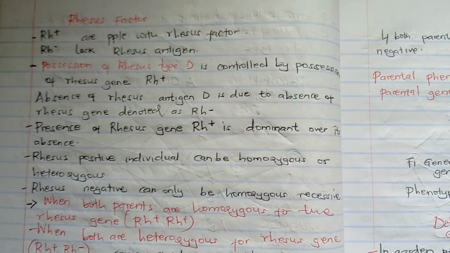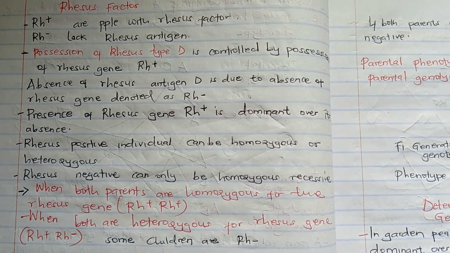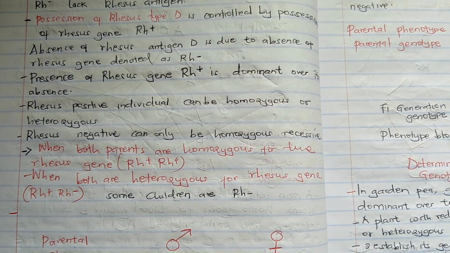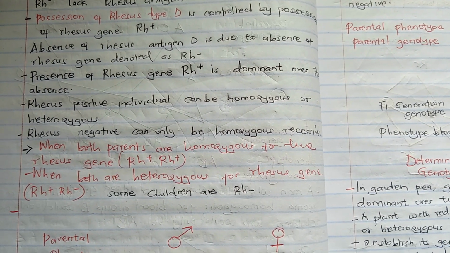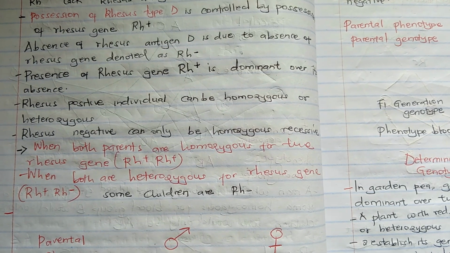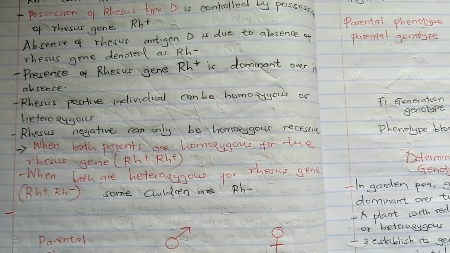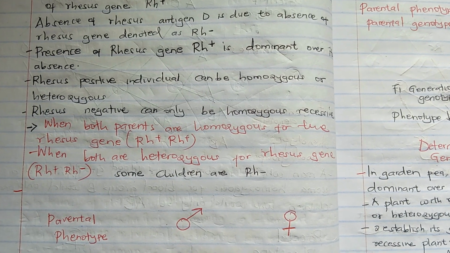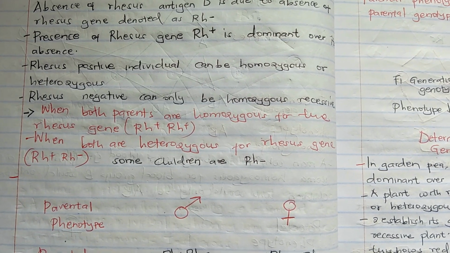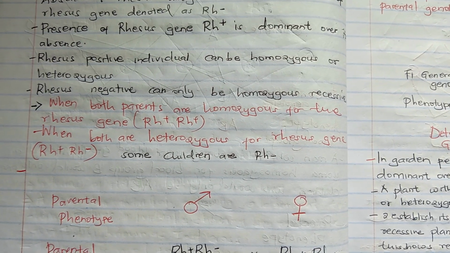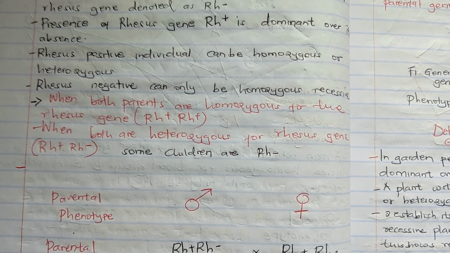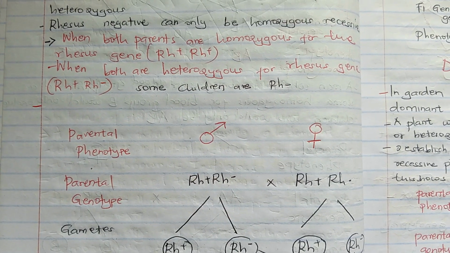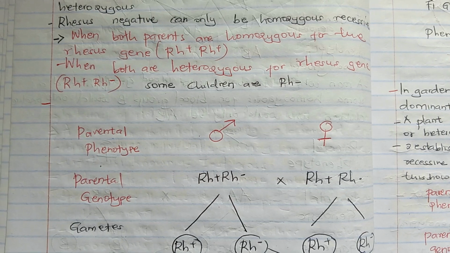Rhesus factor. People who are rhesus positive have rhesus factors, while those with rhesus negative lack the rhesus antigen. That antigen is antigen D, and it is controlled by the presence of the rhesus gene. In your blood group, some people are O positive, others are O negative. If you are positive, it means you have this rhesus antigen. The presence of the rhesus gene is dominant over its absence. So a rhesus positive individual can be homozygous or heterozygous, but rhesus negative people can only be homozygous for that trait.